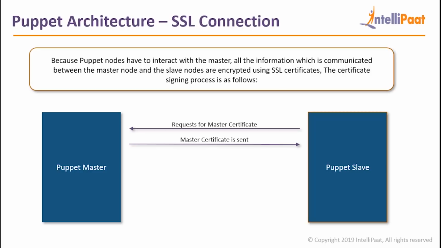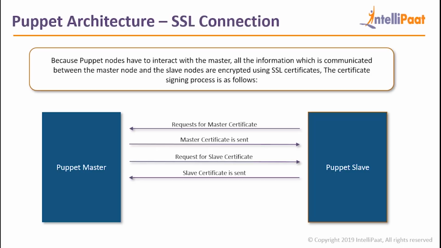Now what happens is, the moment the master sends its certificate to the slave, the master also requests the slave certificate, right? It requests the slave node to give the master the certificate, and the slave obliges this request and sends the slave certificate to the master, right? But still at this point, the communication has not been established, although the certificates have been exchanged, right?